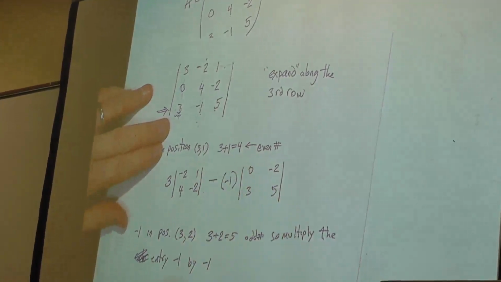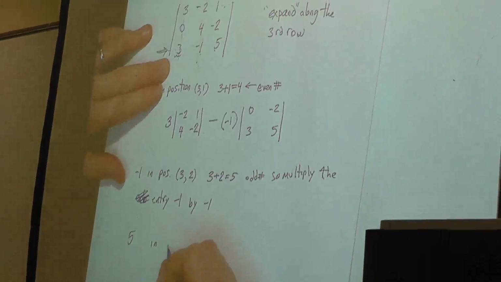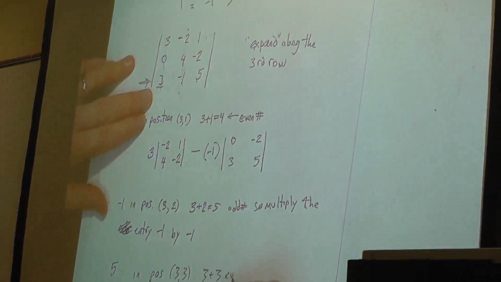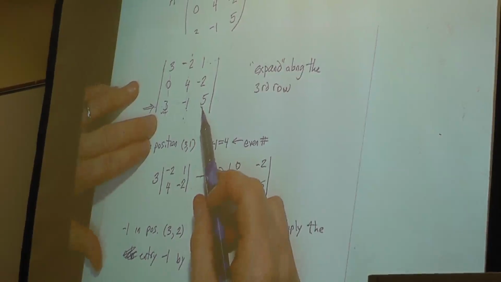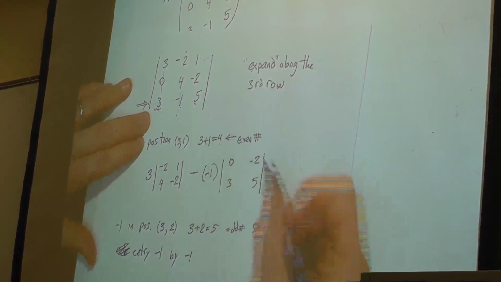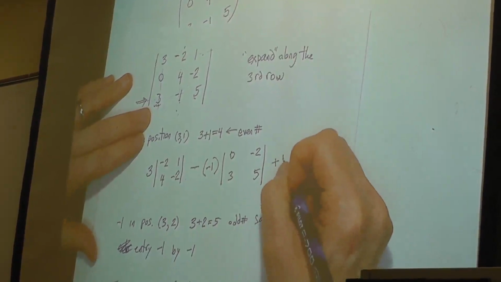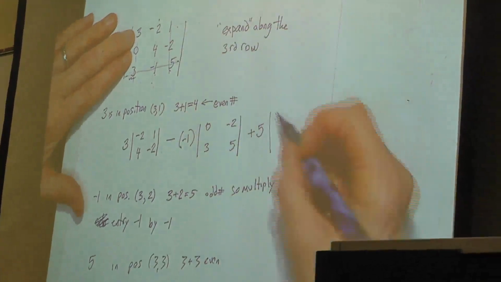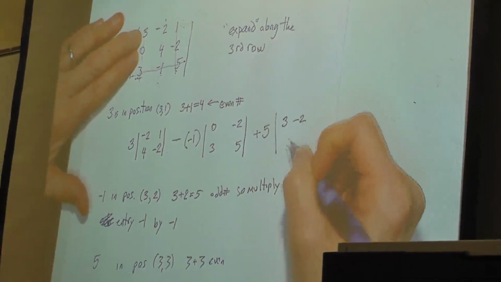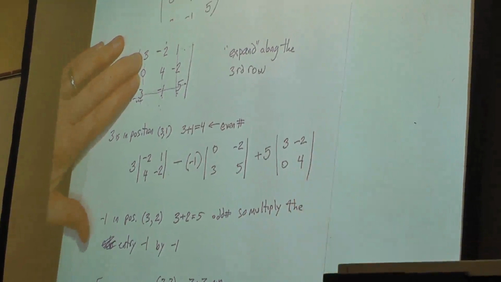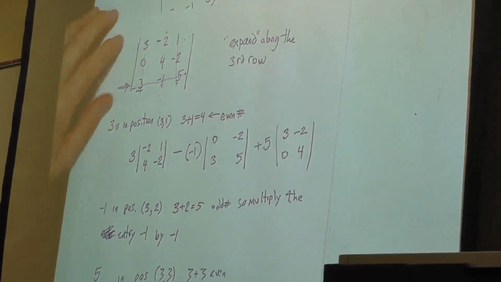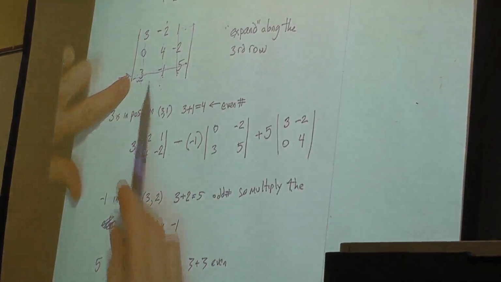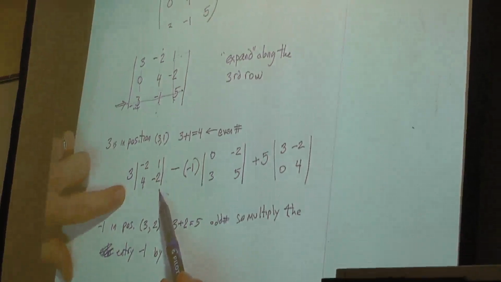Move on to 5. 5 is in position 3, 3. 3 plus 3 is even. Don't change the sign of that entry, just leave it be, so I'll go +5. Wipe out the row and column that 5 is in, and I have this. This is the recursive part of the definition because I've reduced my 3 by 3 determinant into a bunch of 2 by 2s.